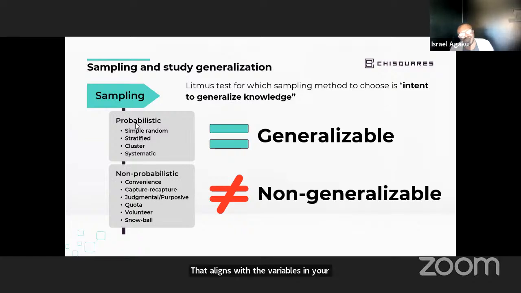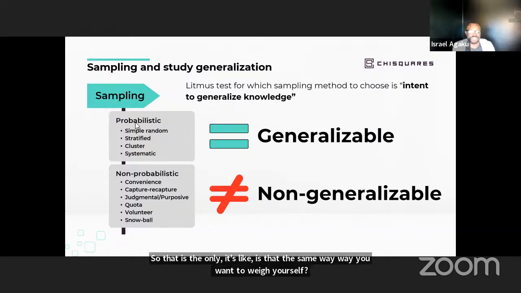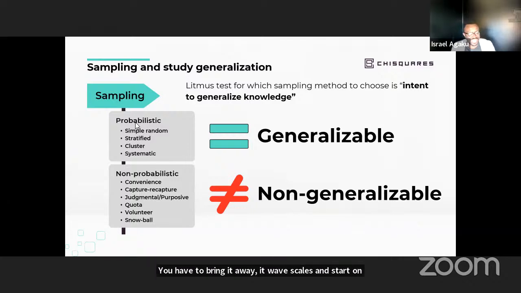It's the exact same way when you want to weigh yourself. You have to bring a weighing scale and stand on that scale. It's the same thing. If you want to weight data, you must bring in that scale, which is the population characteristics from the census. That is what we're going to use to weight the data. So those two things must go hand in hand.